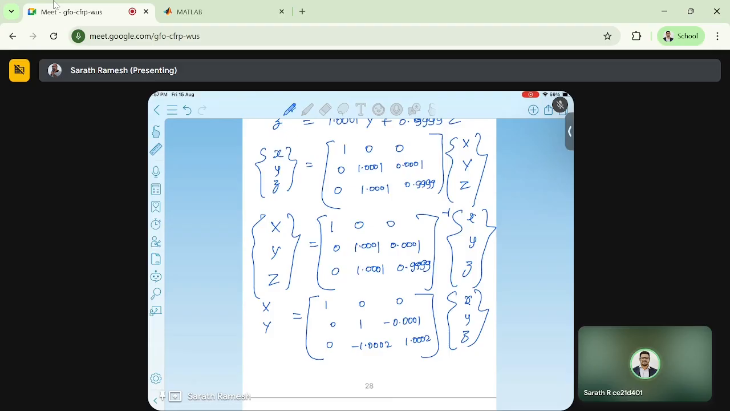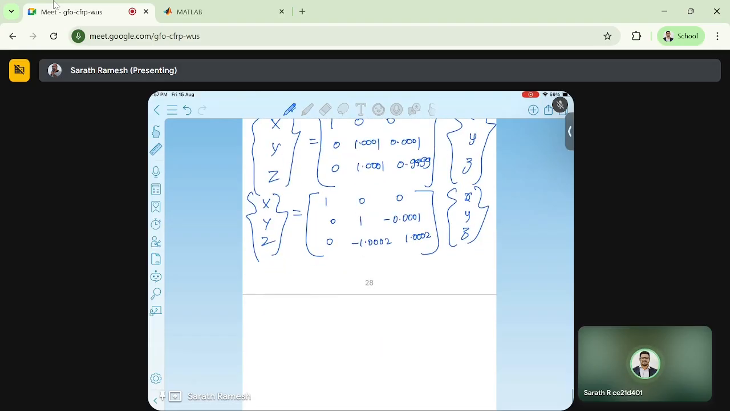Let me come back to the screen. X, Y, capital Z. So now we got it right. Capital X equal to small x, capital Y equal to small y minus 0.0001 z, capital Z equal to minus 1.0002 y plus 1.0002 z.